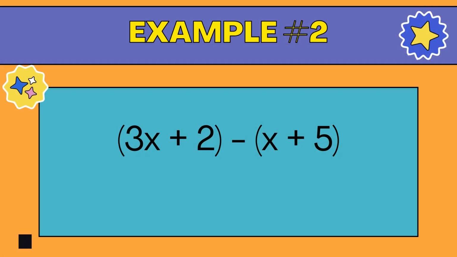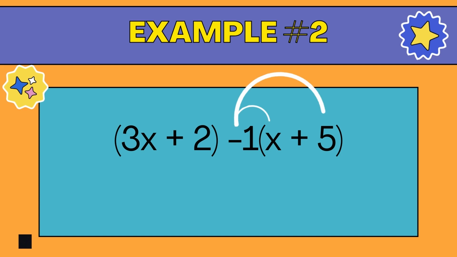In this example, we have the same two expressions we had in example 1, but instead of adding them, we're going to subtract them. 3x plus 2 minus the whole expression x plus 5. So that minus is really like a negative 1 being right outside the parentheses. So we need to distribute a negative 1 to the x and the 5. Negative 1 times x is negative 1x, or just negative x. Then negative 1 times 5 is negative 5. We can just write that and make it look like minus 5.